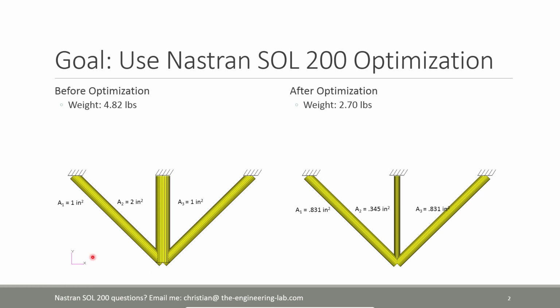Now this is our goal. We are going to take this very simple truss that you see here on the left. We're going to let the cross-sectional areas vary. Our goal is to minimize the weight from 4.82 to a new value of 2.7.